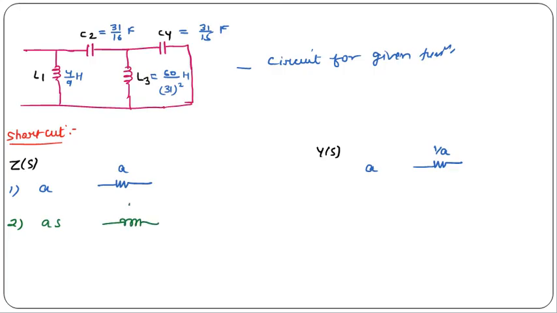In Z of S, if you are getting A into S, it means you are getting an inductor of value A. And in Y of S, if you are getting A by S, then it means you are getting an inductor and its value is 1 by A. The third possibility: if you are getting A by S in the impedance form, you have to cross check all these values with the question, then you will be getting a capacitor and the value of the capacitor will be 1 by A. Similarly, if you are getting AS here, then you will be getting a capacitor and the value of the capacitor will be A. So now let us see our questions one by one.